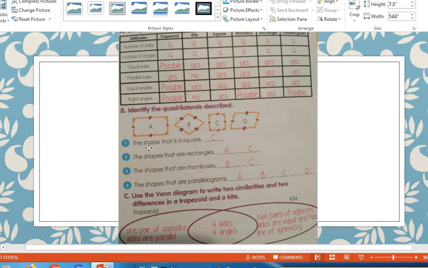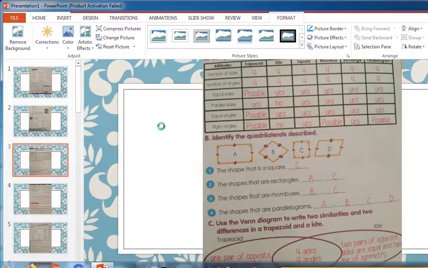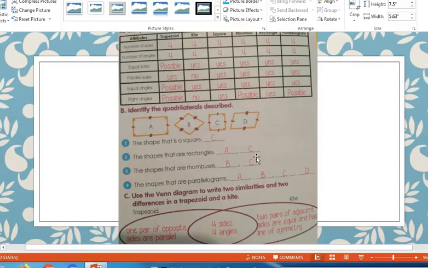Identify the quadrilaterals described. This is a rectangle: each two opposite sides are equal in length, and they have all right angles. We have four right angles. The shape that is a square is letter C. The shapes that are rectangles, I have letter A and letter C. Why did you say that it's a rectangle?